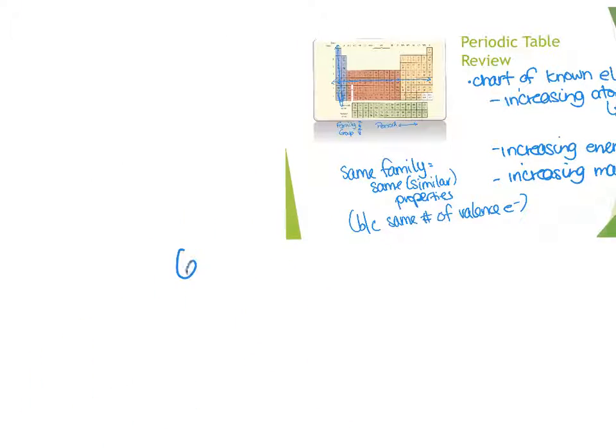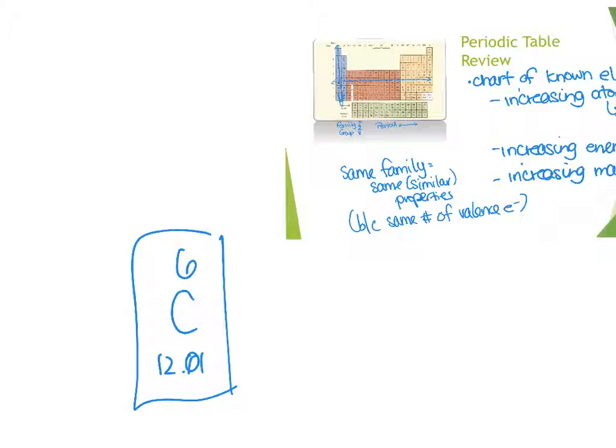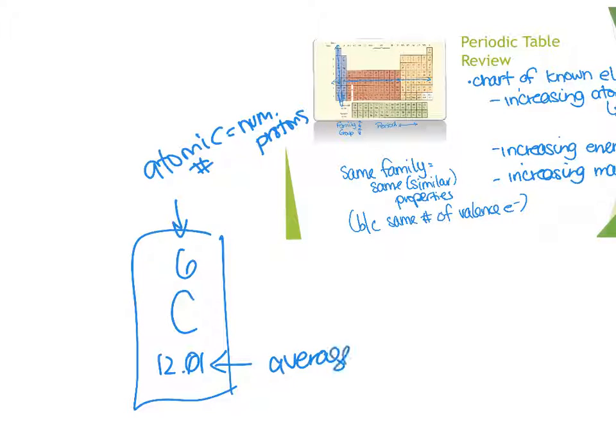Just so you know, if you looked on the periodic table, for example, if you looked at carbon, you would see something like this. This number on the top is your atomic number. It's equal to the number of protons. The bottom is the average atomic mass. It comes from a weighted average of all naturally occurring isotopes, and this would be the symbol.